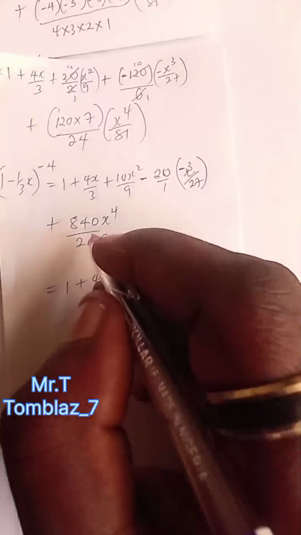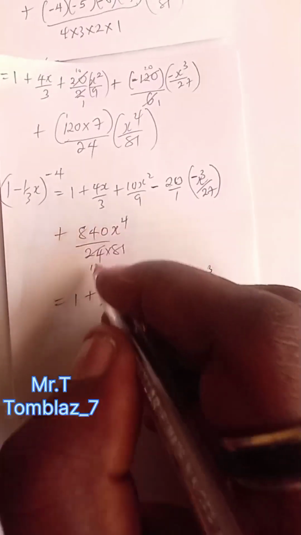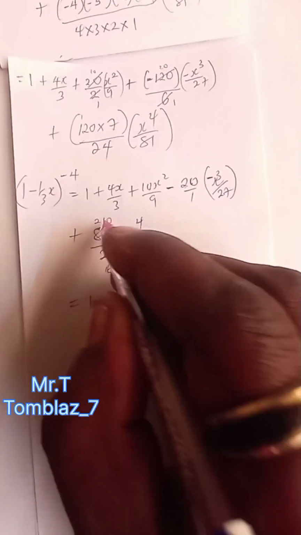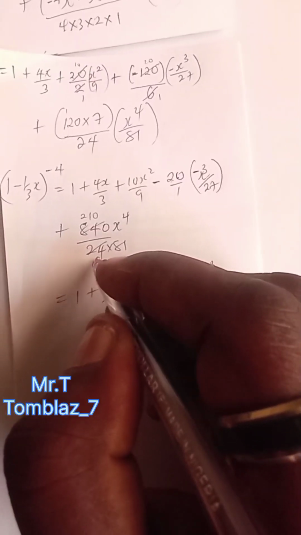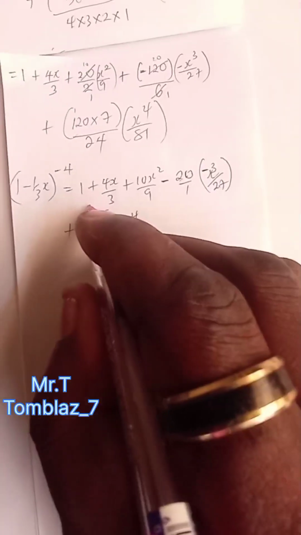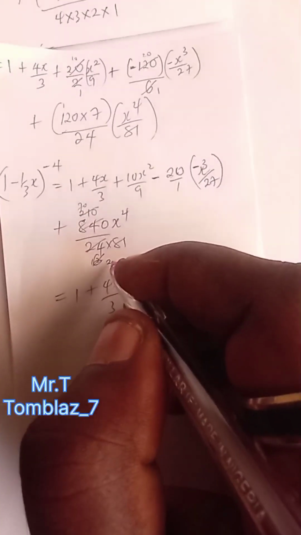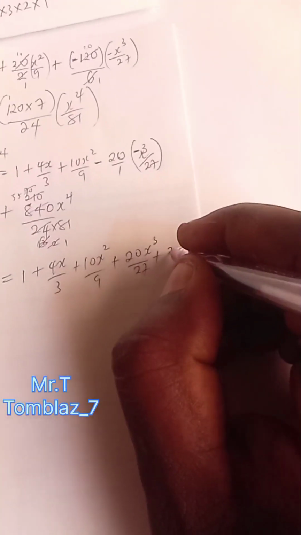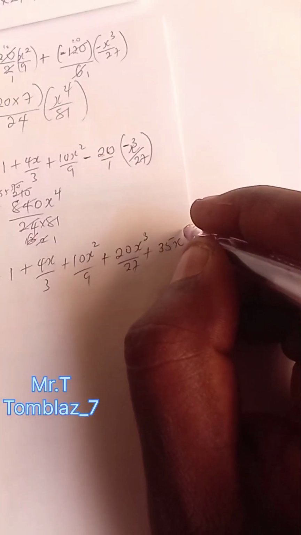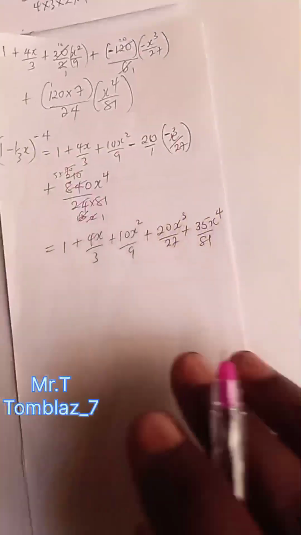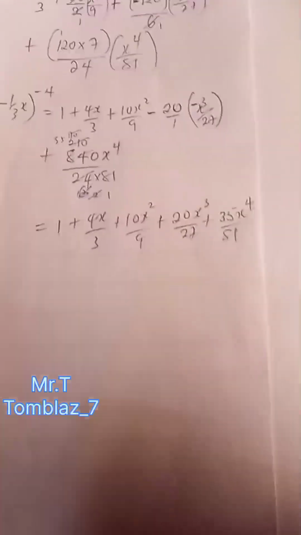cancel out this now. If we take 2 here, it's going to give you 12. Well, let's take 4 first. 4 here is going to give you 6. And 4 here is going to give you 2, 1, and 0. So can now go with 3. 3 here is 2, and 3 here is 70, right? 2 here is 1, 2 here is 35. So we're going to be having 35x raised to the power of 4 all over what? 81, right? Okay, let's see if there are things that we can still break down.